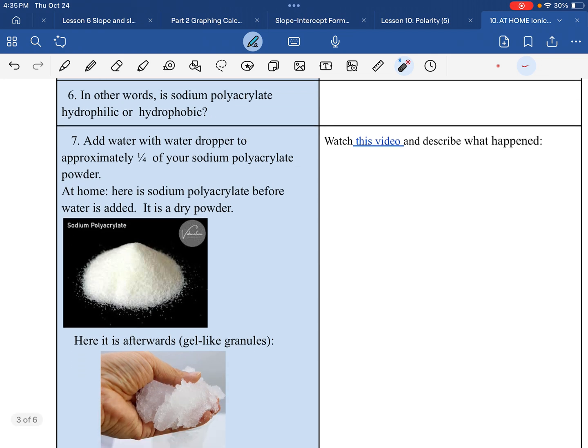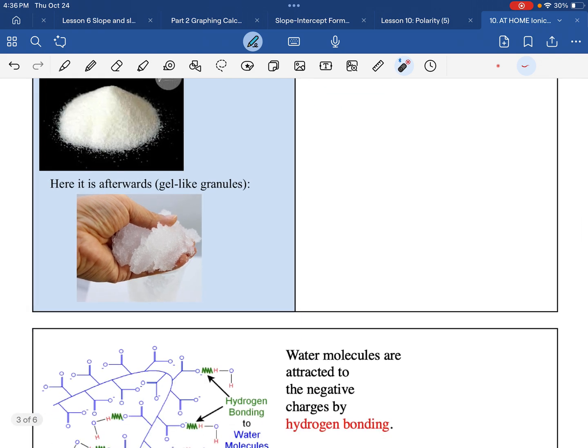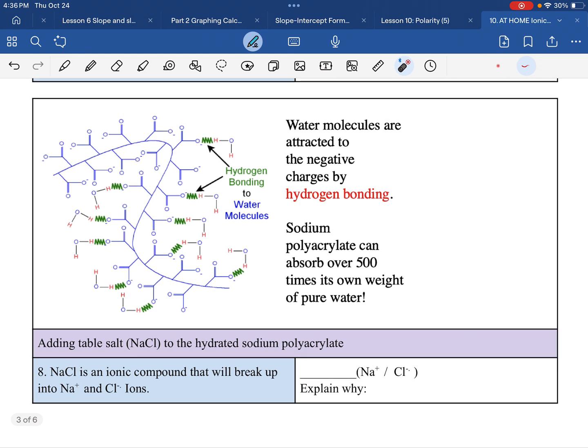And then in class what we did, we took the sodium polyacrylate powder, dry powder, and we added water, and it became a gel. It absorbed all the water. You're going to watch a video, and you're going to describe what happens when you add water to sodium polyacrylate. And so here's a picture of what's actually happening.